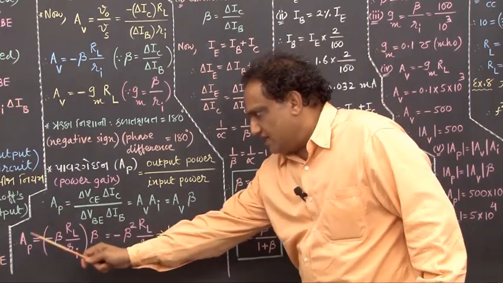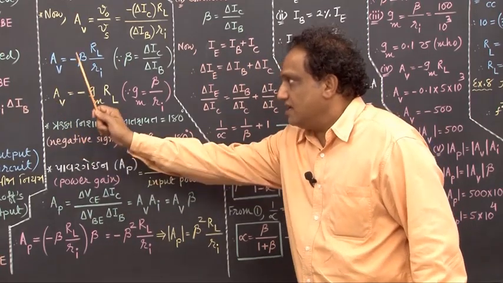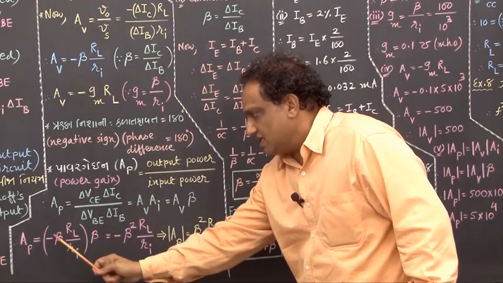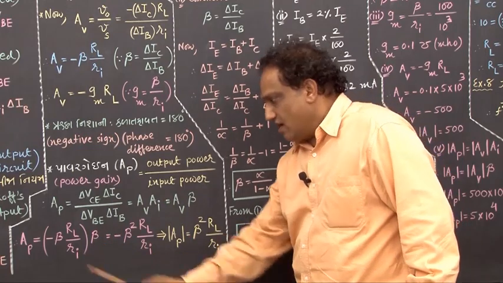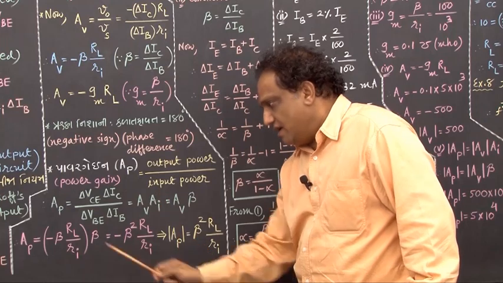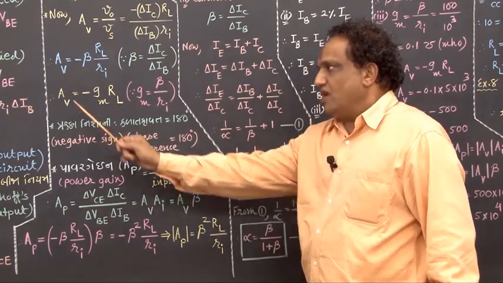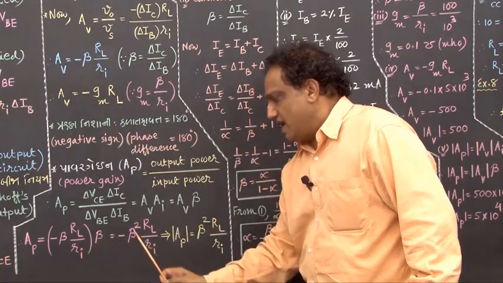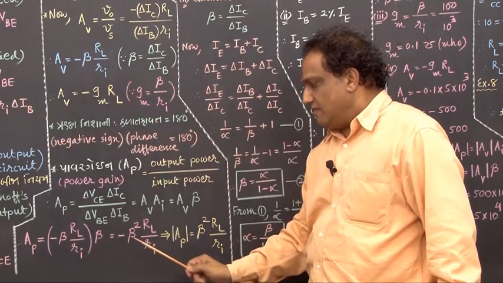Now, AP as it is. What about the formula of AV? The formula of AV is minus beta into RL upon RI. Into this beta as it is, minus as it is, beta into beta, beta square into RL upon RI. Remember, the formula of voltage gain is minus beta into RL upon RI. The formula of power gain is minus beta square RL upon RI. Here only a single beta and here beta square.